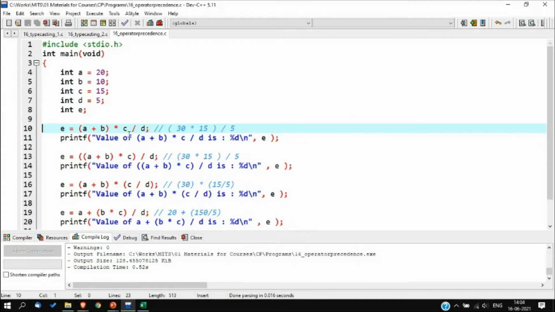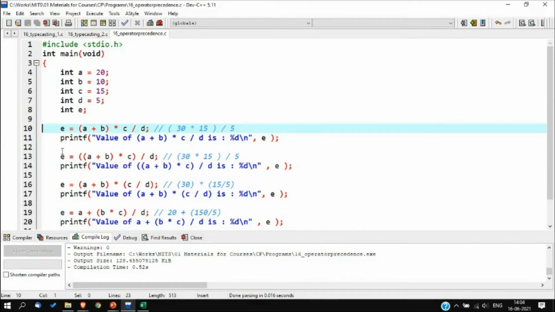Then it is multiplied with C. C is 15, so 30 is multiplied with C, that is 30 into 15, that is 450. Then it is divided by D. D is 5. So 450 divided by 5, that is 90. That is the value obtained for E in this case.